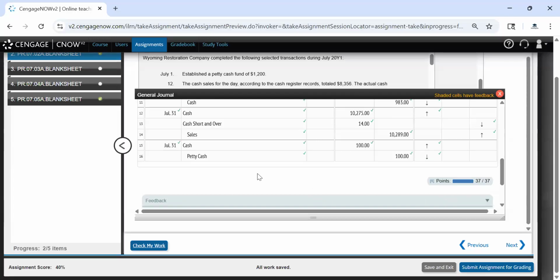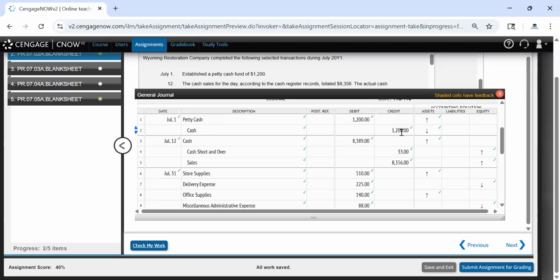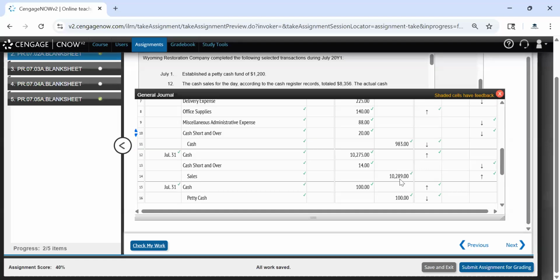Now think, what is the petty cash balance at the end of the month in this situation? $1,100. And that's because it was initially 1,200, then there were a bunch of purchases throughout the month, and then a missing $20. And then we replenished it at 983, and then we reduced it by $100. And so our ending petty cash is $1,100.